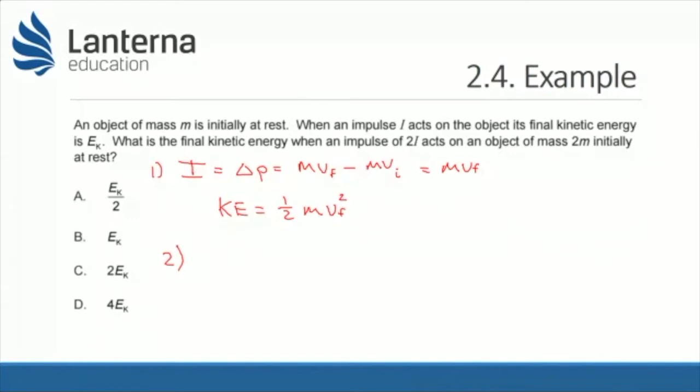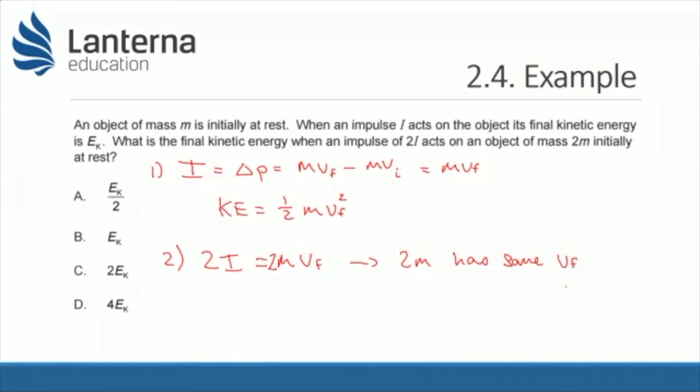So I know that the impulse is still the change in momentum, but now I see that I've got 2I, which is equal to mass times this final velocity, but the mass here is actually 2m. So I can see that for the final velocity of my second object, these 2's are going to cancel. So I end up with something which has 2 times the mass and the same vf.